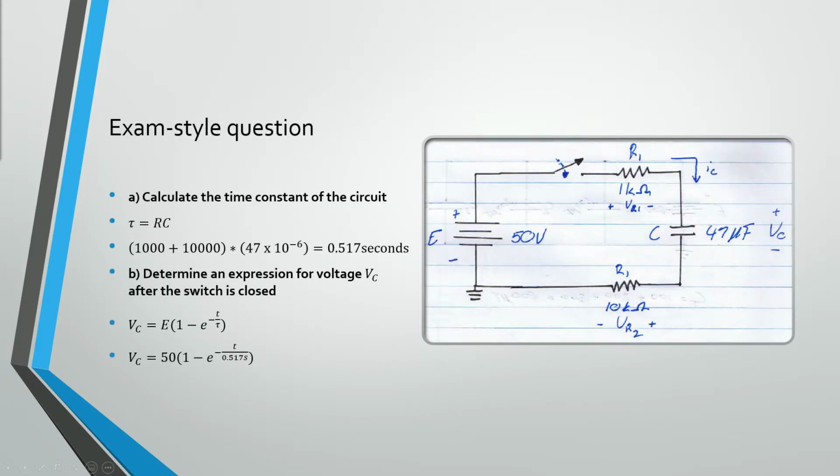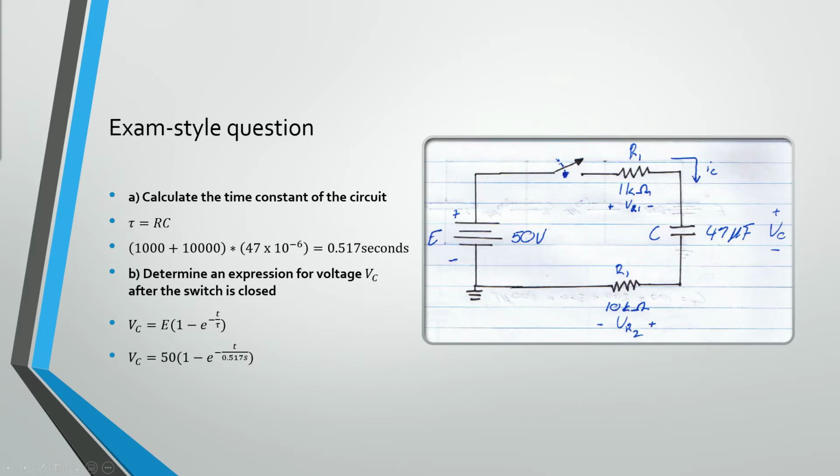So here's a quick exam style question with a couple of parts. Part A asks you to calculate the time constant of this circuit here, and it's as simple as adding the resistances together and multiplying it by the capacitance of the capacitor. And we get an answer of 0.5 seconds roughly.